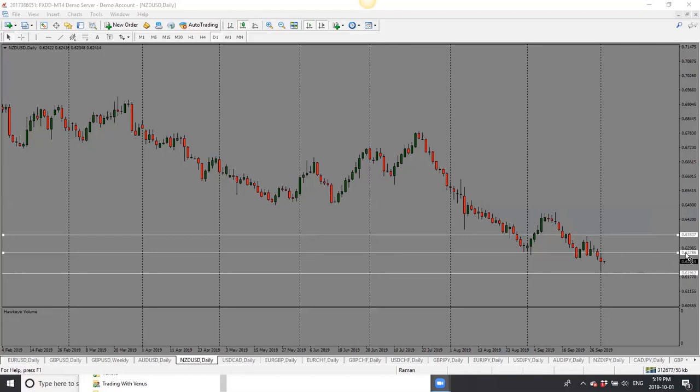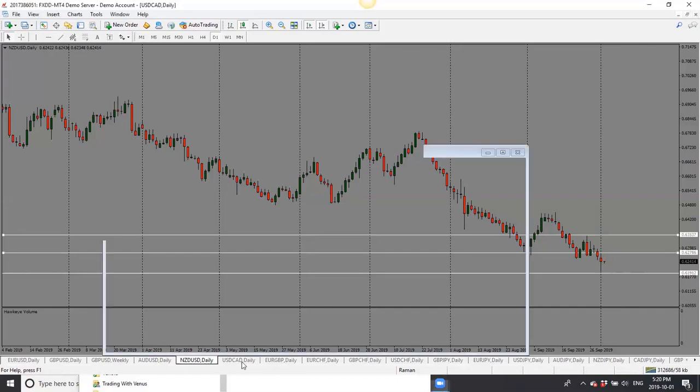But if it goes through 0.6280, then we could see it go all the way into the next level here at 0.6350. For now, though, I'm biased to the downside, and the move that I would look for would be a potential pullback and then a drop here. So bearish bias for New Zealand dollar as well.